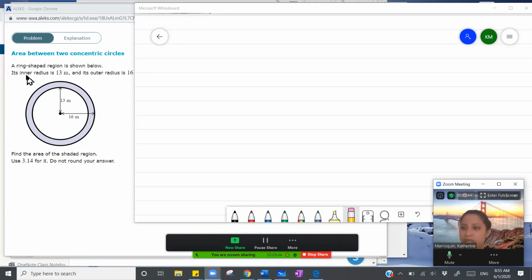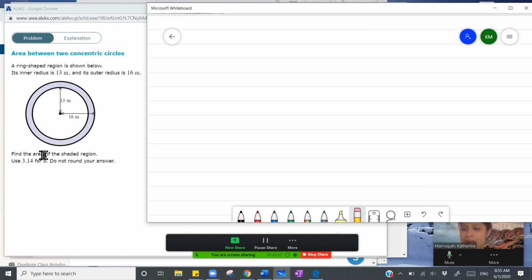And they're asking here, it says a ring-shaped region is shown below. So that would be this part here. Its inner radius is 13 meters, and its outer radius is 16 meters. Find the area of the shaded region. So we're going to just find this area. So what can we do to figure out just this area here?